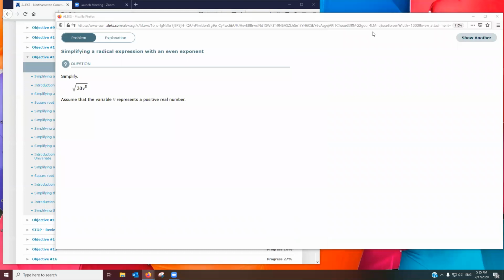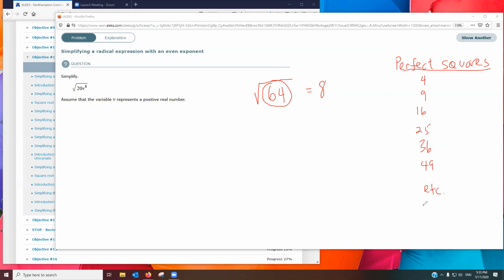So, if we take the square root of a number like 64, it's asking us what number times itself equals 64, and that answer is 8. So, sometimes we list out perfect squares. Perfect squares are those numbers that represent a number times itself. So 4, 9, 16, 25, 36, and so on. We call these numbers perfect squares.